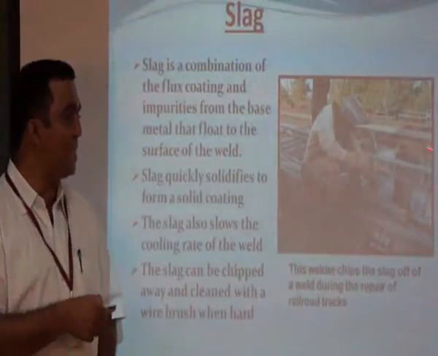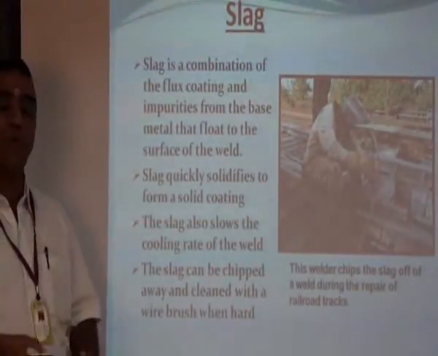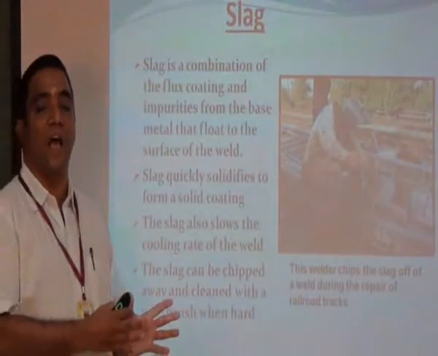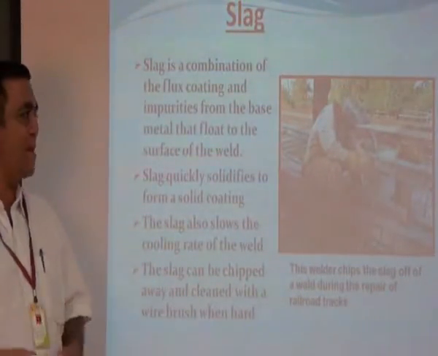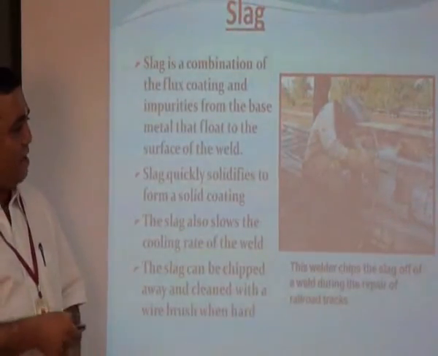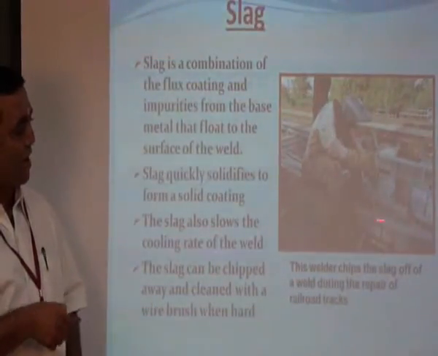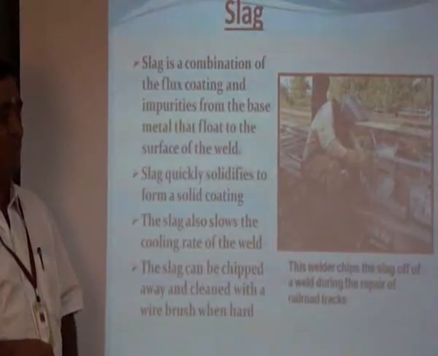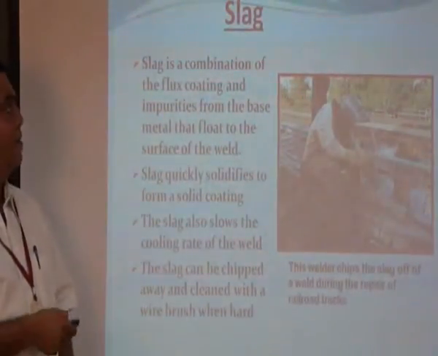But there is one advantage with this particular slag, because it facilitates the cooling rate of the weld, which is very important as far as the liquid to solid transformations in the shielded metal arc welding process. And then this is the photographic view. Here the welder has performed welding on a railway track, and he chips the slag inclusions which are available on the top surface of the weld.